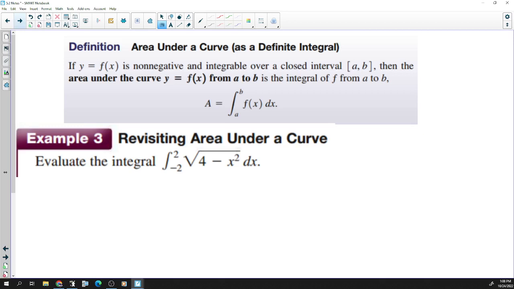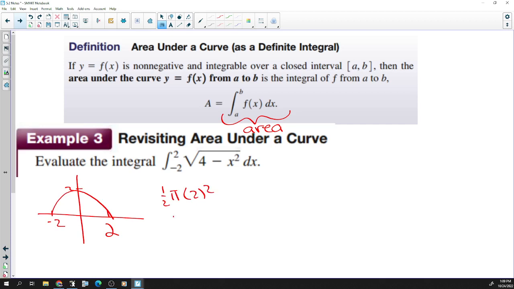Area under curve as a definite integral. If y equals f of x is non-negative and integrable over a closed interval a to b, then the area under the curve from a to b is the integral of f from a to b. So this is saying that this represents the area under the curve. Evaluate the integral. From -2 to 2, it's a half circle with a radius of 2. And so that's going to be 1/2 pi times 2 squared. Half of 4 is 2, so 2 pi. This evaluates to 2 pi because it's area under the curve.